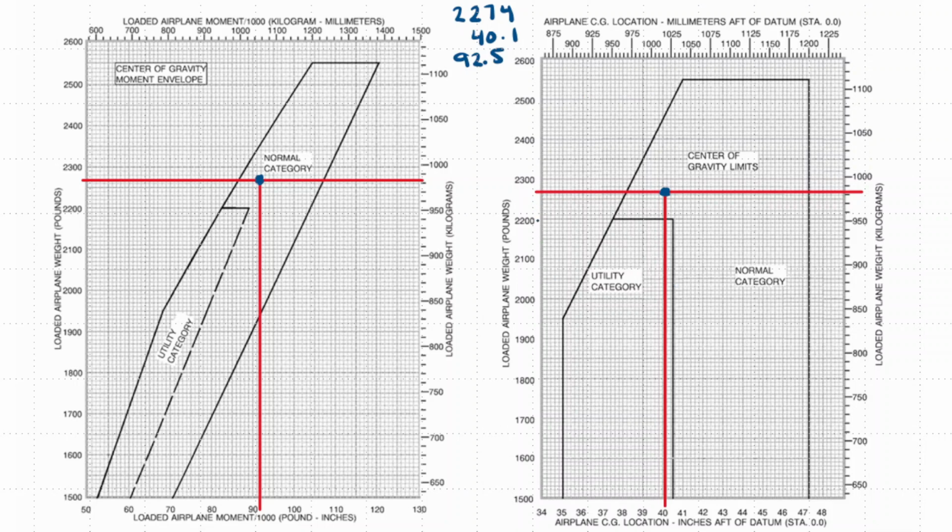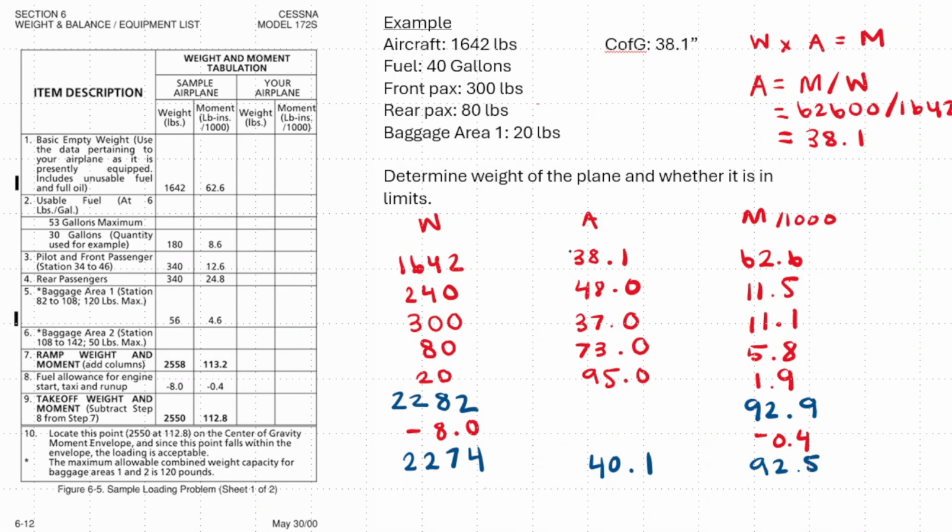So once again, I found 2,274, which is right around here, and I drew a line across. And then our arm was 40.1. So just down here, and I drew a line up. And once again, where this intersects is where we are. So again, as you can see, we are in limits. We're not in the utility category, but we're in the normal category, and we are within center of gravity limits. We are inside this box. So to answer this question, the weight of our plane is 2,274, and we are indeed within limits, okay?